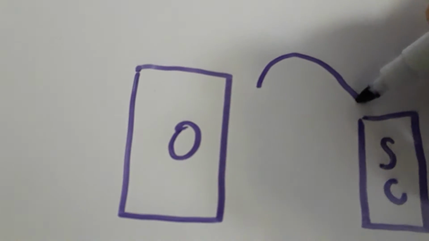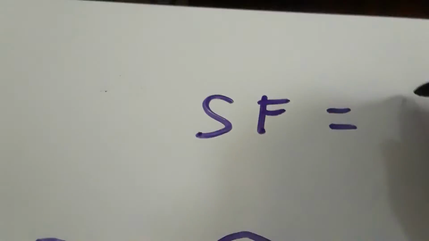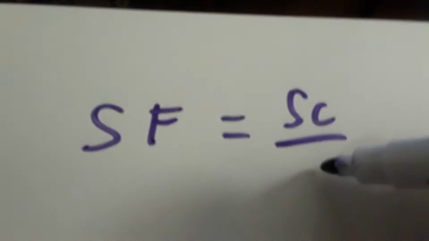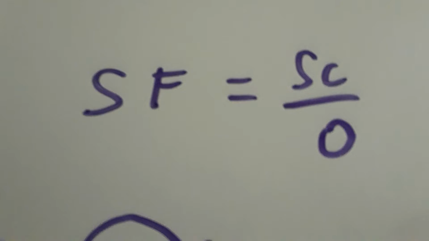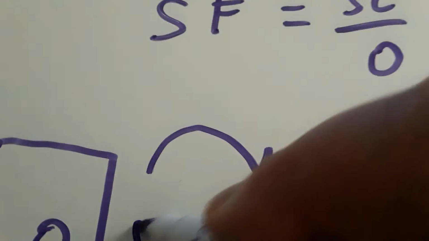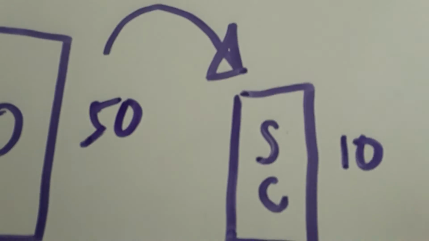So again, let's label this the original, and we're going to label this the scale diagram and put our little arrow from here to here. Let's go ahead with our scale factor formula, which is scale factor is a length on the scale diagram divided by the corresponding length on the original. Okay, so we're going to say that the original side over here is 50 and the corresponding side on the scale diagram is 10.